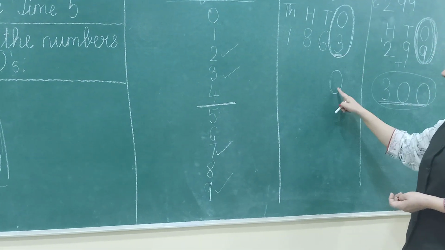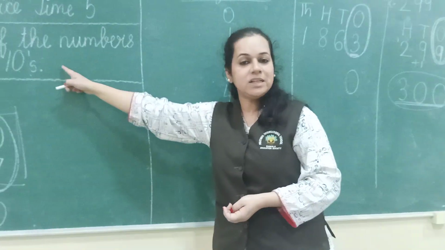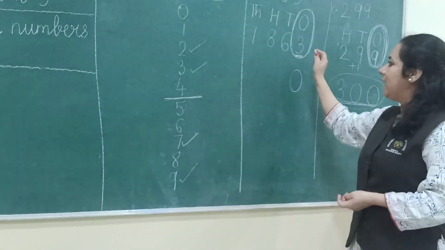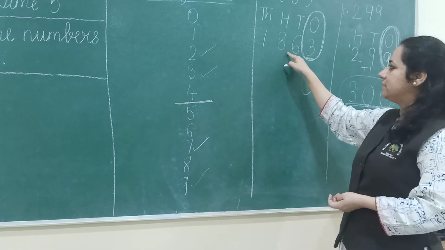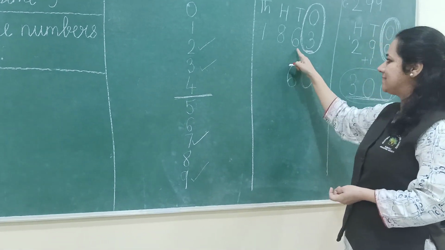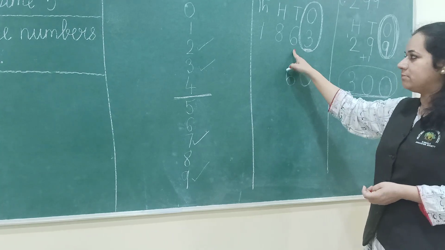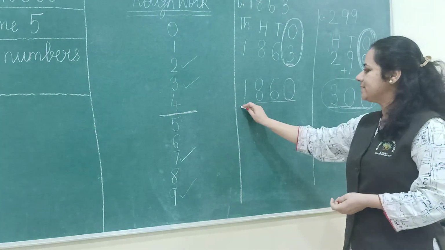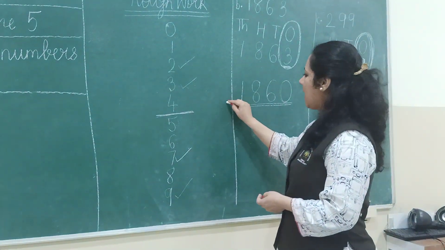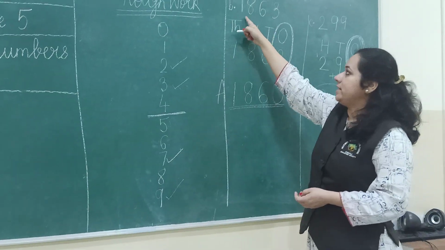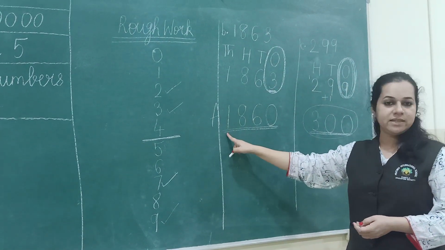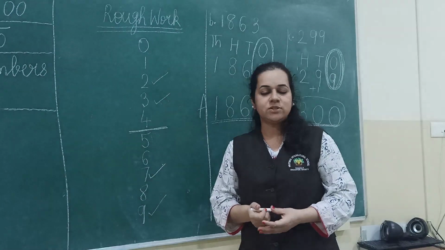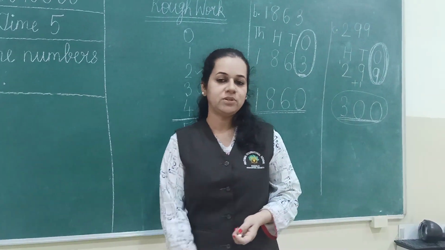This number will be converted to 0 because we are changing it into nearest tens. So 10 is having 1 0. We will write here 1 0 and we will not add any number here. This number will remain as it is, and the numbers in the hundreds place and thousand place remain the same. So this is the answer. When you convert 1863 to nearest tens, you get the answer 1860.